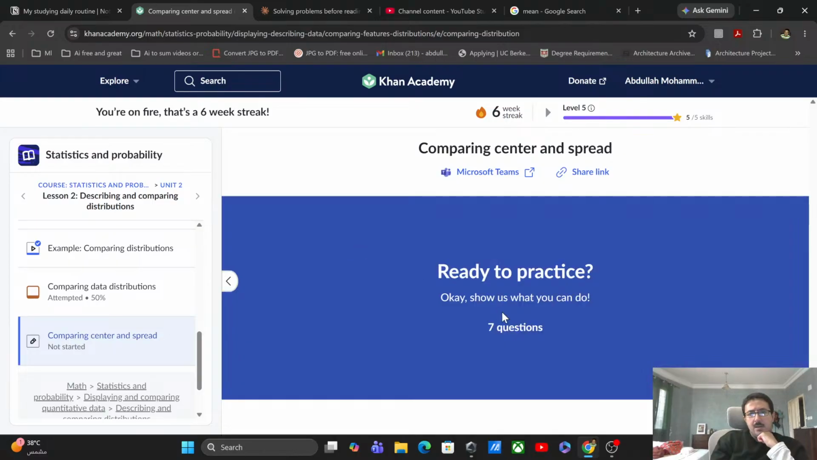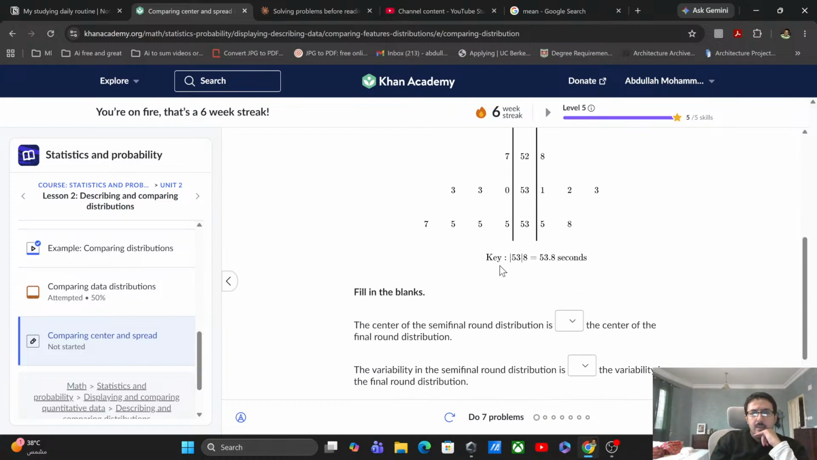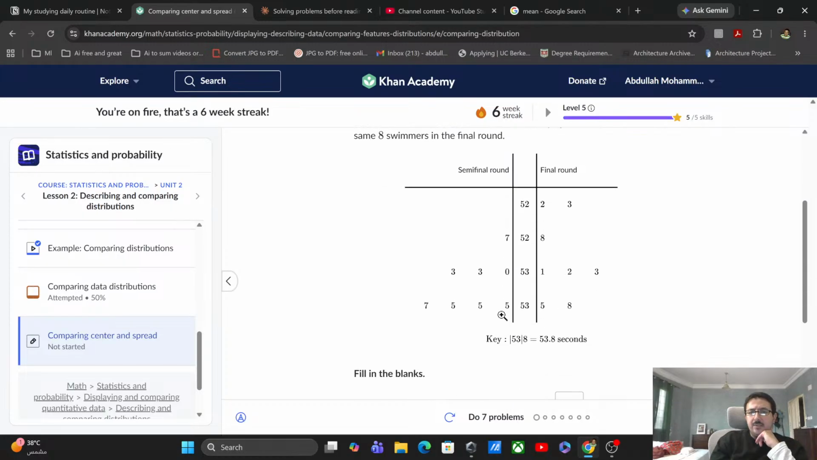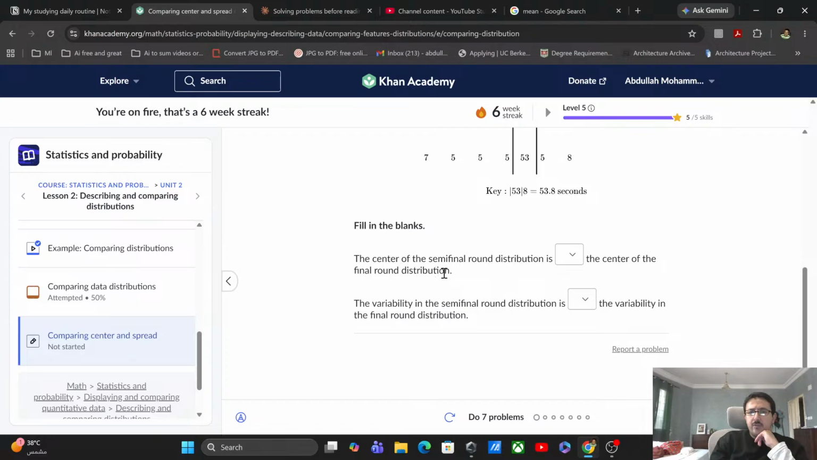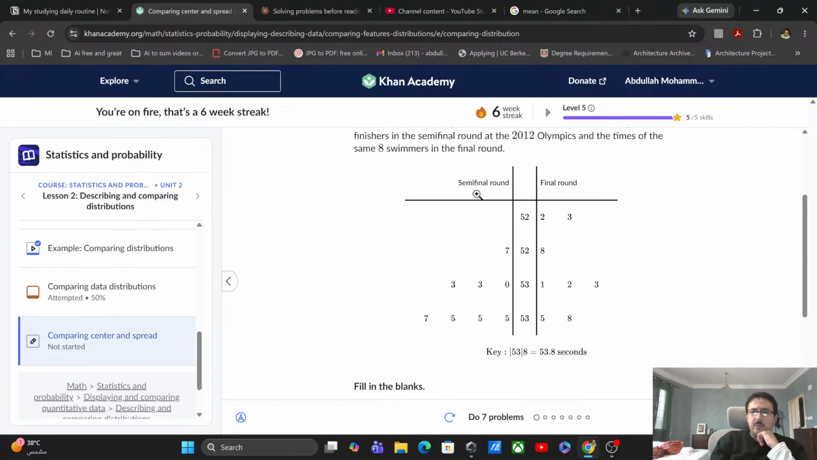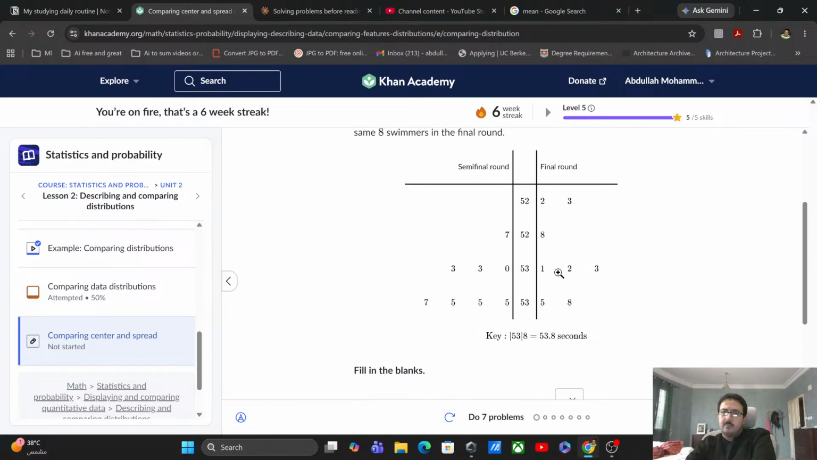Okay. Big games. Other big games, many events have several. Where's the center of the semi-final round distribution relative to the center of the final round distribution? Final round, semi-final. Distribution is greater.